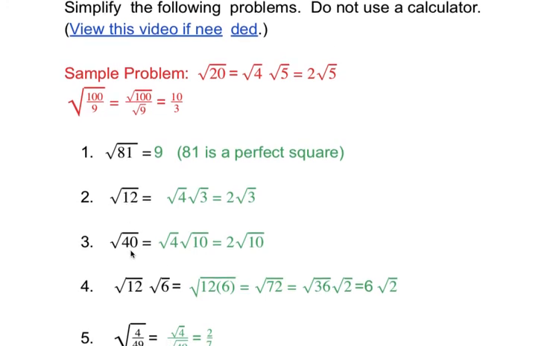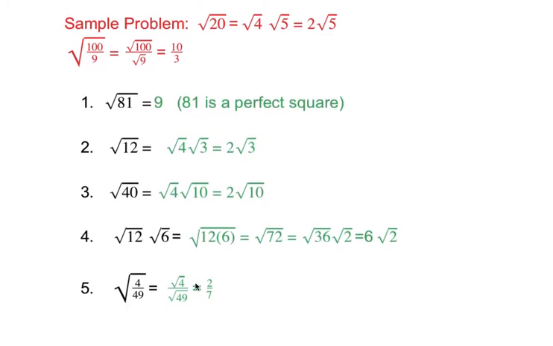Number 3 is almost exactly like number 2, except it's square root of 4 times square root of 10. Perfect square factor of 40 is 4. And so this ends up just being whole number 2 times root 10. And for number 4, there were so many different ways you can do this one. Some of you started breaking this down into root 4 times root 3 times root 2. You can do it. That'll work. They should all get you to this answer.